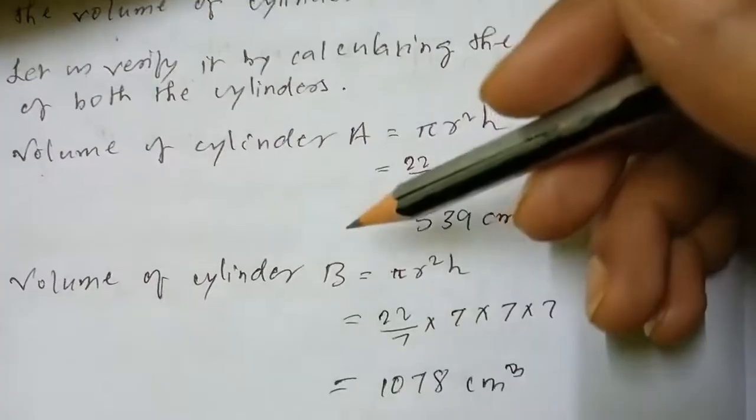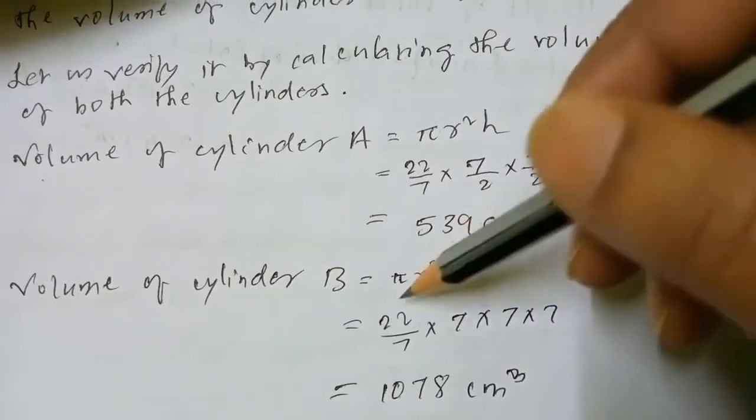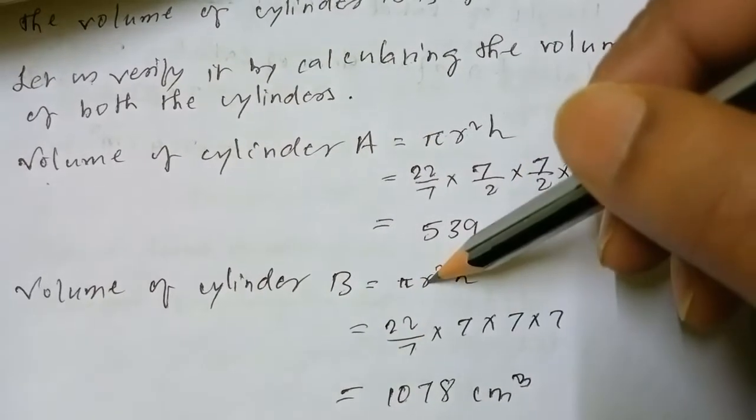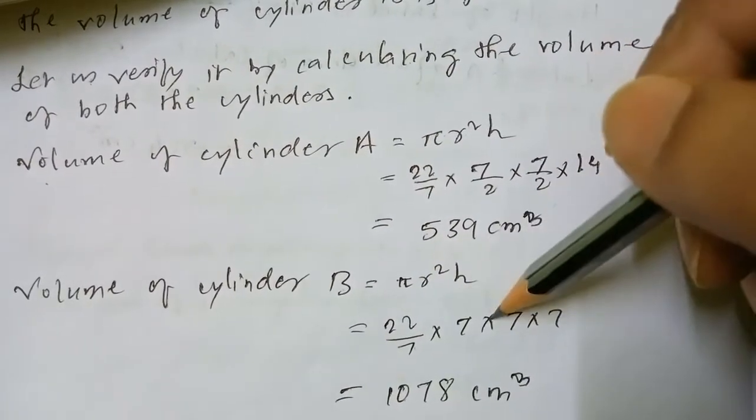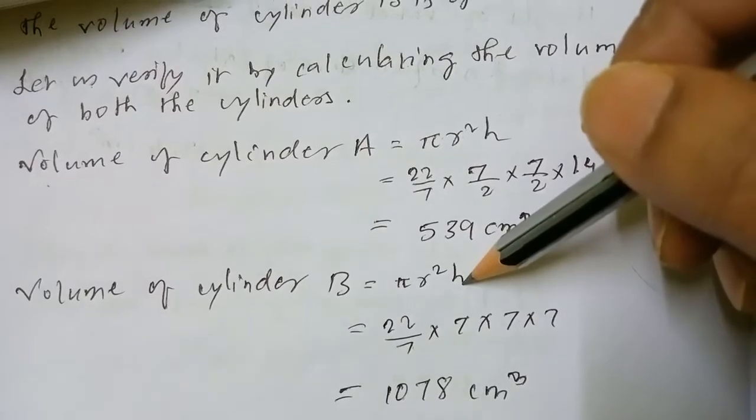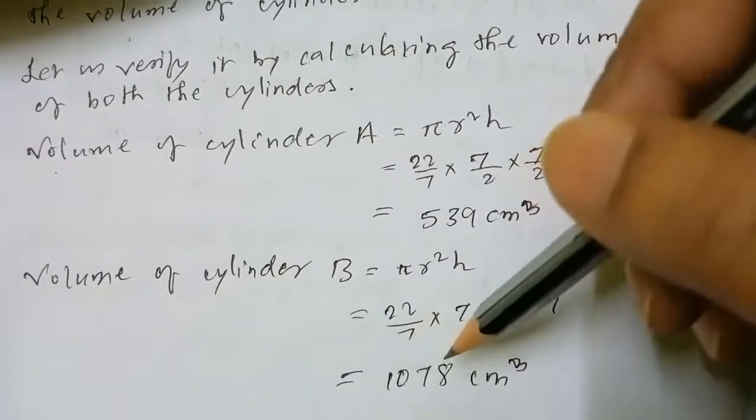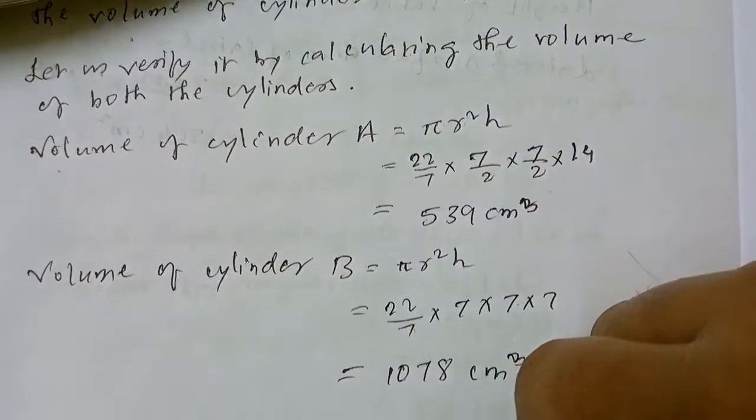Next, the volume of cylinder B, you have to find out pi r square h. So pi is 22 by 7. Cylinder B radius is 7, so 7 into 7, and the height of cylinder B is also 7. So after calculation it is coming 1078 centimeter cube.